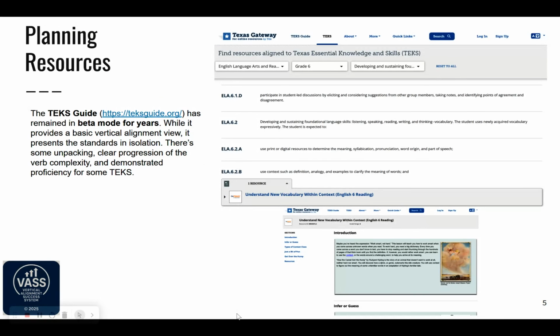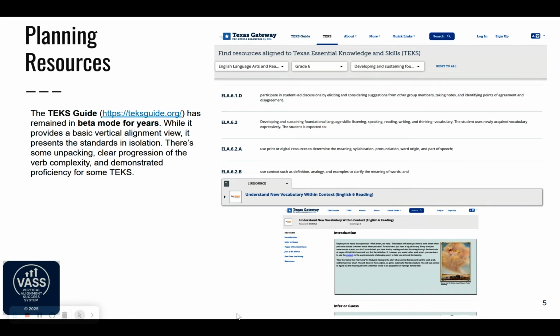And then within that, you'll see the Texas Gateway, and it takes you up to grade 8. And in some of these resources, you will find a binder and resources. And some of these resources are still great.